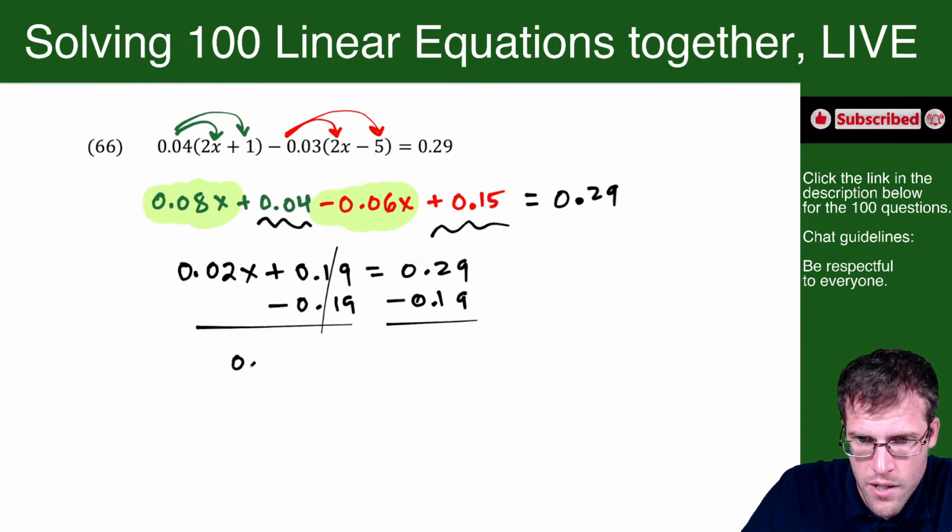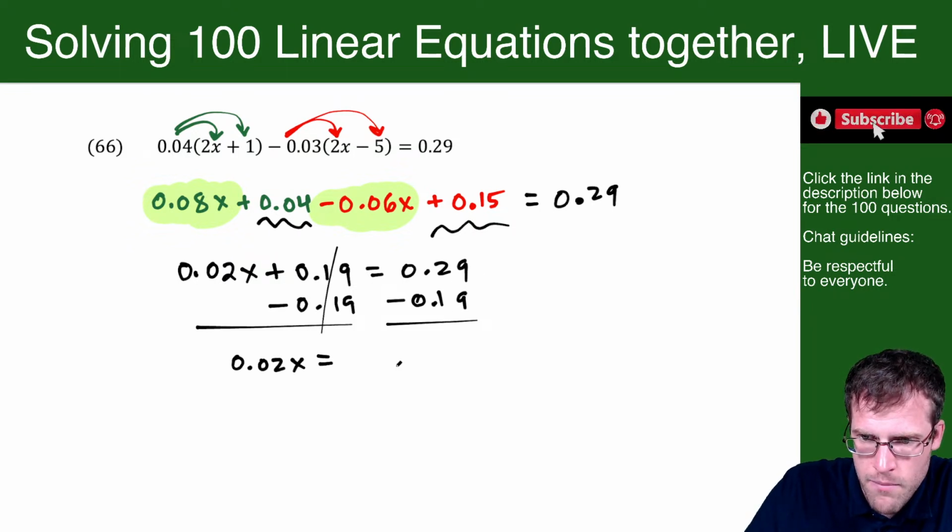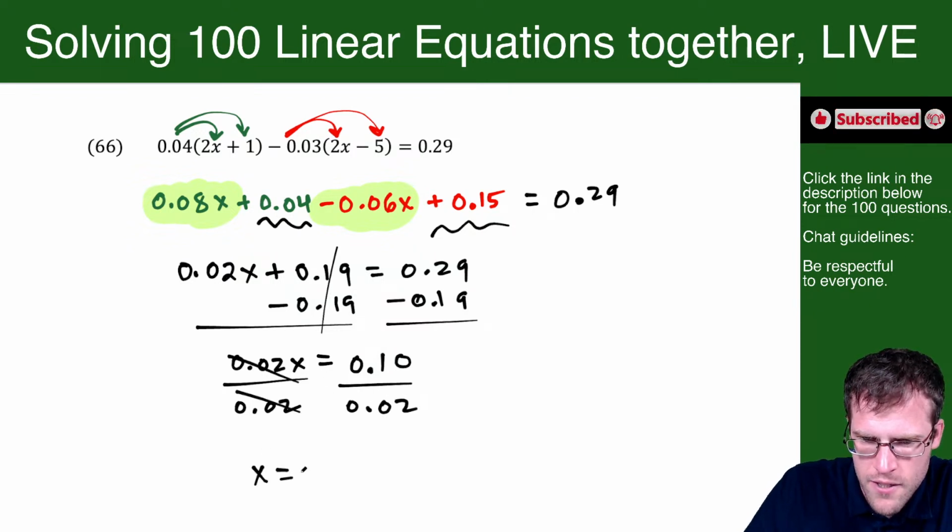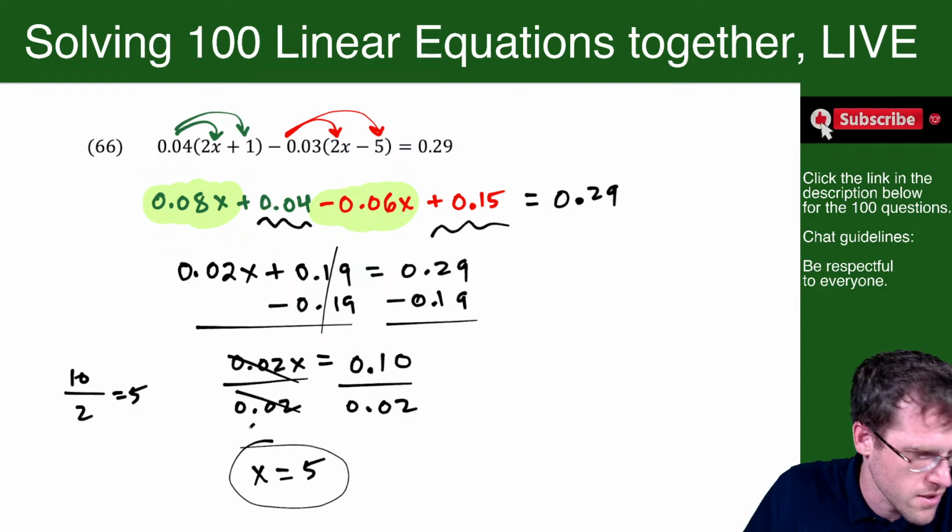So this is gone, and now you have 0.02x equals, and this is going to make 9 minus 9 is 0, 2 minus 1 is 1, and we get this. So now just divide by 0.02. And this is x equals, and remember, this is like doing 10 divided by 2. If I just move the decimal 2 to the right, I get 10, and if I move this one 2 to the right, I get 2. And 10 divided by 2 is 5, so this will give you x equals 5 for question 66.